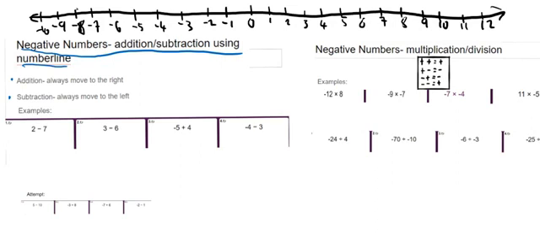We're always going to look at the first number, and then if after that you're adding, you're going to go to the right on the number line. If you're subtracting, we're going to go to the left on the number line. So let's look at example 1 here.